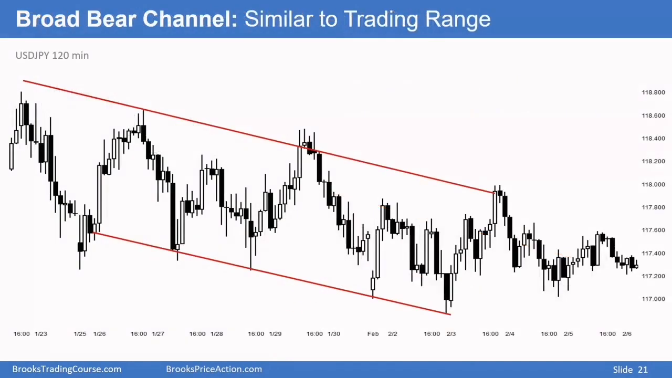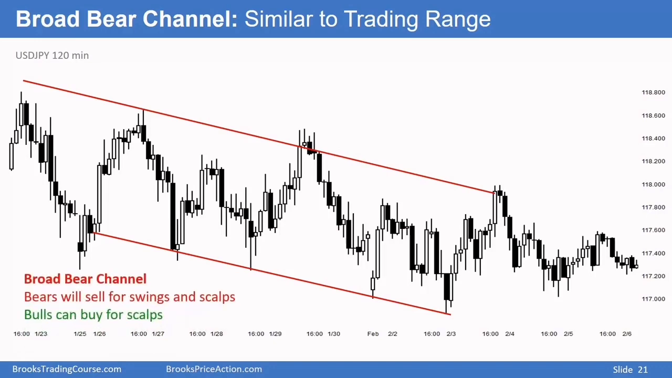Take a look at this chart. It's a 120-minute chart, dollar versus the yen. And what do you think about this chart compared to the last chart? It's a broad bear channel. The pullbacks last many bars and they retrace much of the prior bear leg.